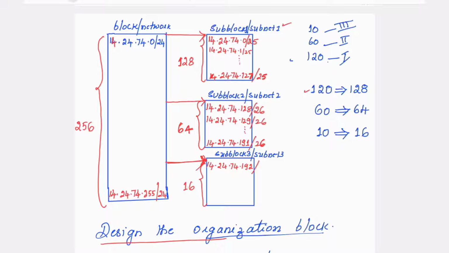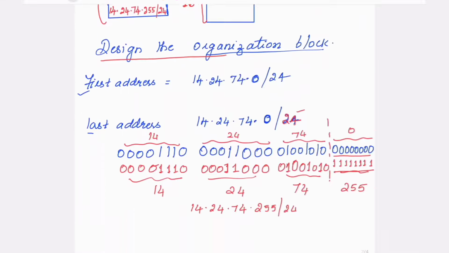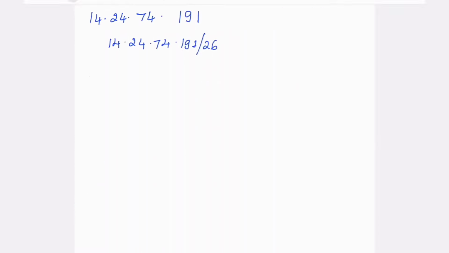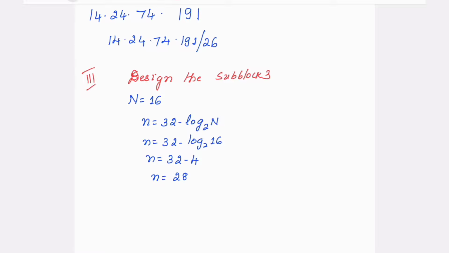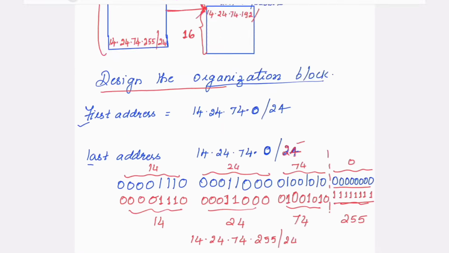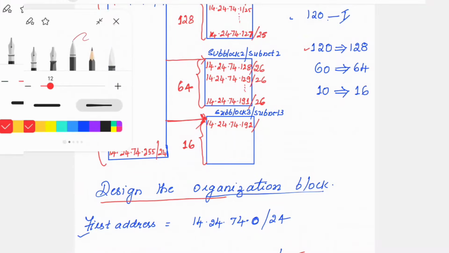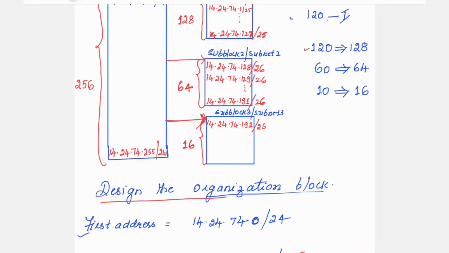And now I have to see, for 16 IP addresses, what the prefix value will be. So for that I should design subblock 3. N value is 16. So the prefix value will be how much? 32 minus log to the base 2 of n, 32 minus 4. 32 minus 4 will be 28. So the prefix value we got is 28. That prefix value I'll add now here. So this is your prefix value.